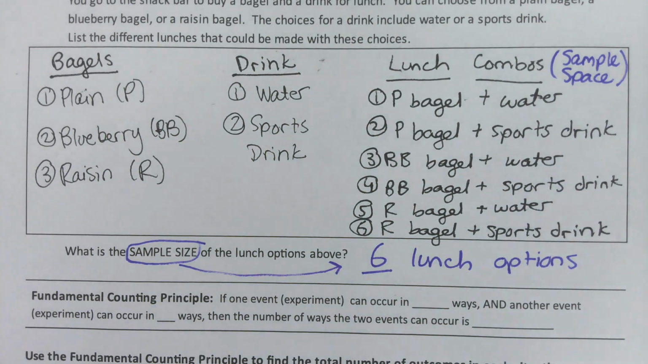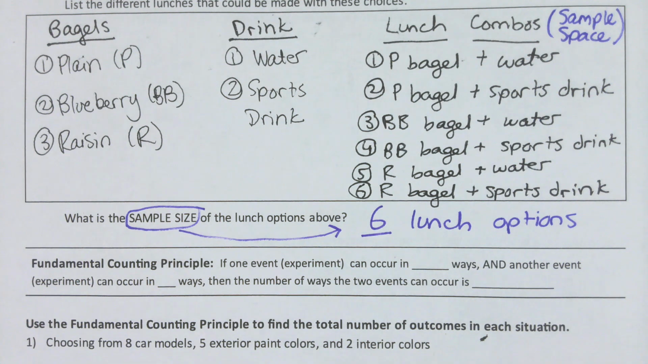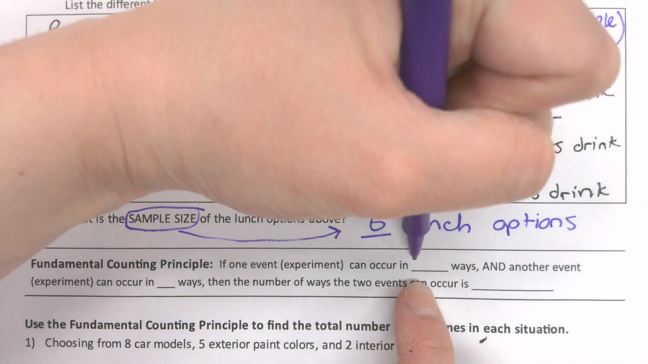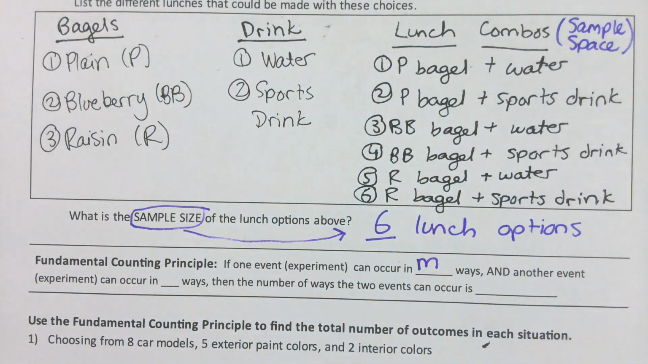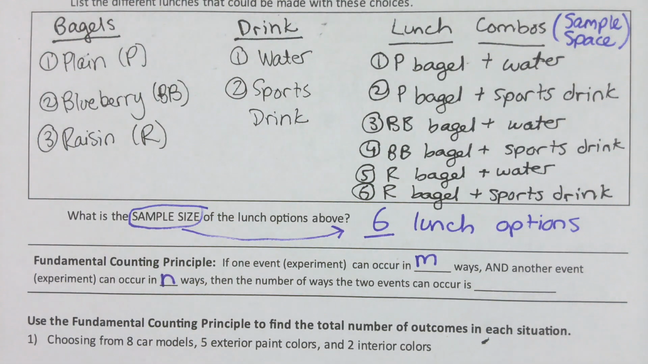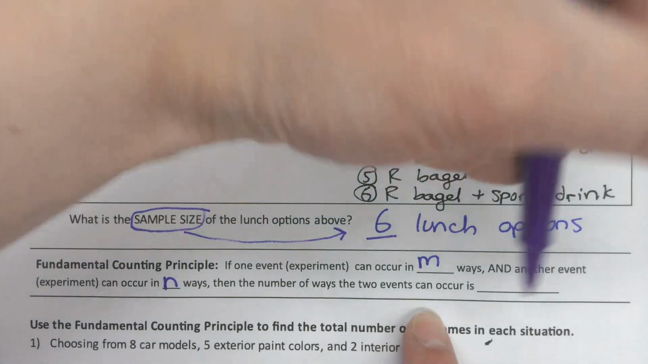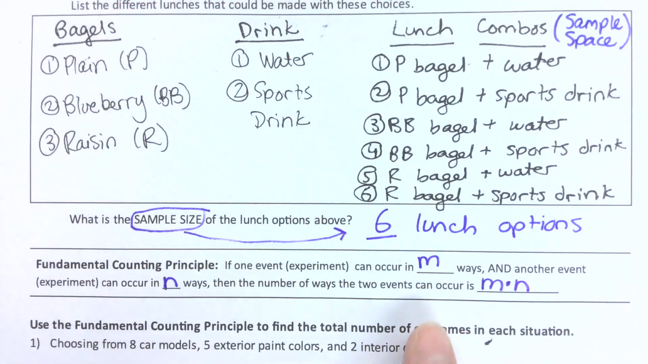This is the long way of doing these problems. There is a shortcut, and that is what the fundamental counting principle, FCP, states. If one event or experiment can occur in M, as in mower, ways, and another event, experiment, can occur in N, as in noodle, ways, then the number of ways the 2 events can occur is M times N.